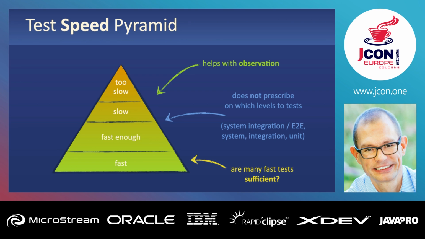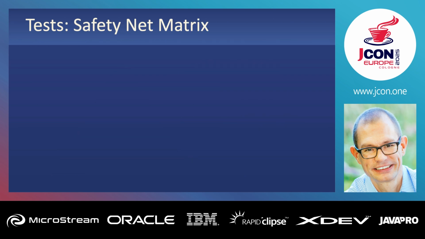The question is, is it a desirable goal just to have as many fast tests as possible? Yeah, like the test pyramid with many unit tests, or maybe this one with lots of fast tests suggests. And this is why I came up with my current version, a current thinking model, which helps me currently best assess a test situation, and I call this the safety net matrix. If you have a better name, let me know.